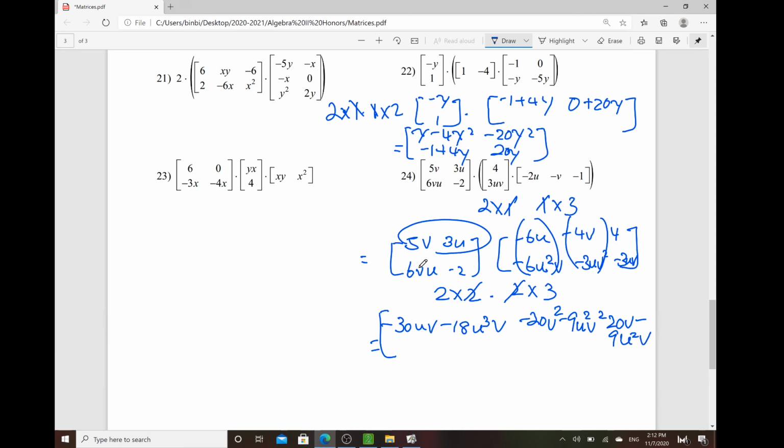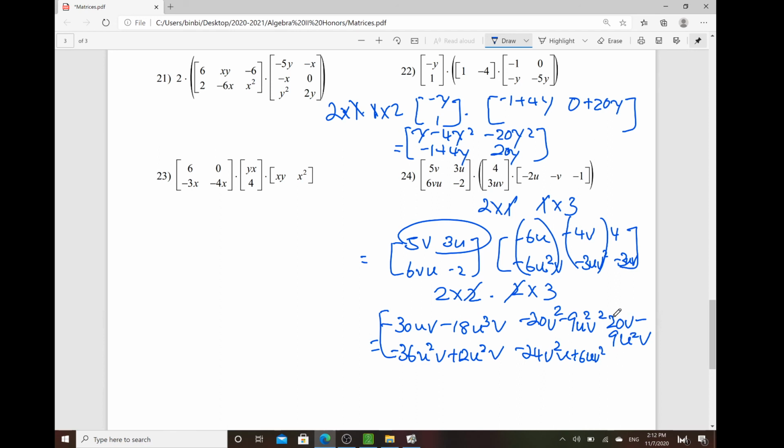Okay, so back to this one. Second row, first entry, so 6vu, negative 2 times the first column. So 6vu times negative 6u, negative 36u squared v. And then negative 2 times negative 6u squared v, then that'll be positive 12u squared v. And then second row times the second column. So 6vu times negative 4v, minus 24v squared u. Negative 2 times negative 3uv squared, positive 6uv squared.